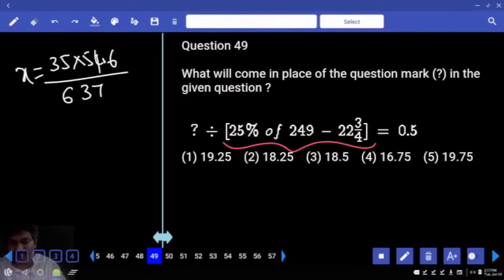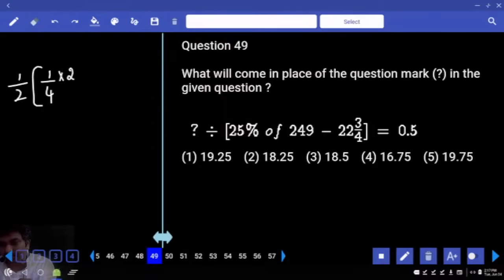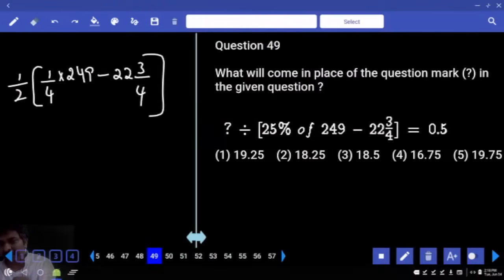This entire number goes to the right hand side. On the right hand side, 0.5, I'll write it as 1 by 2, into 25%, 1 by 4, into 249 minus 22, 3 by 4. Yes? 4, 6 times, 2 times, 1 by 4. Is that okay? How much do you need to subtract now?